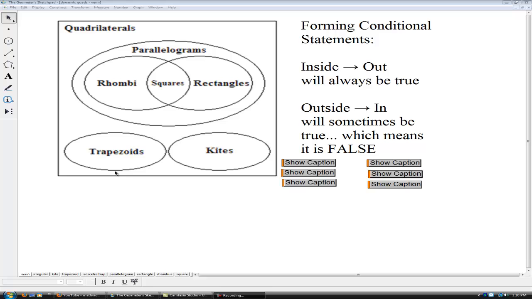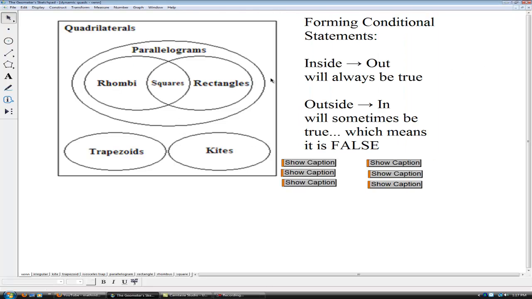So when we have this different collection of subsets, we get more specific the further we go inside. In the subset of parallelograms, we have 3 different types of parallelograms. We have a rhombus, a rectangle, and then a square, which is the intersection of rhombus and rectangle. So it would have properties of both of those. Totally separate subsets are trapezoids and kites, which do not share any properties with any of the other subsets of quadrilaterals.